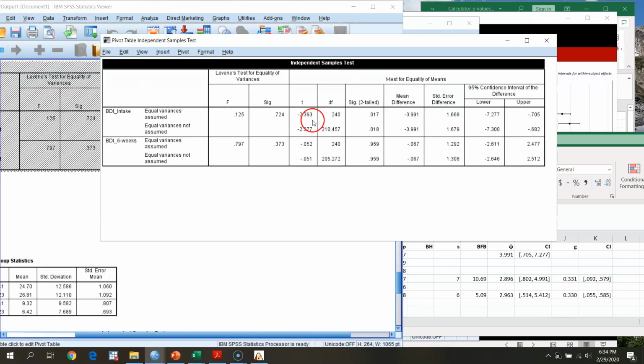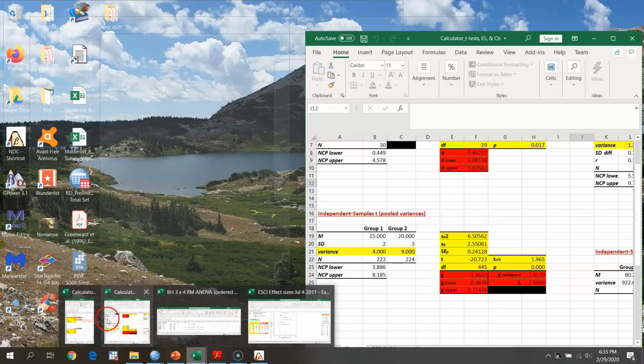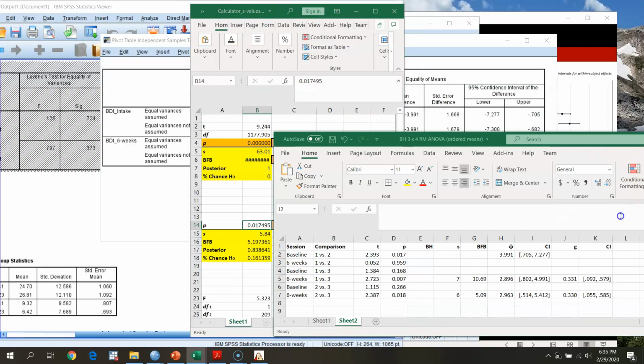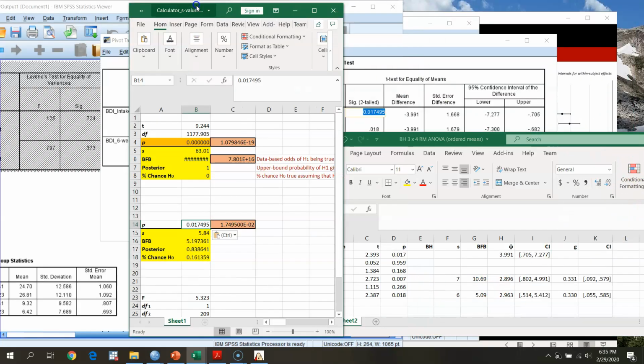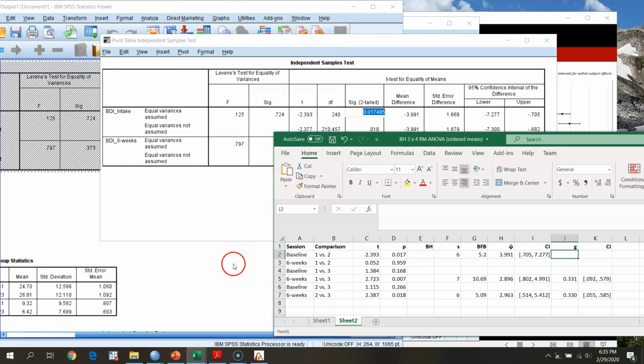I'm going to grab my p-value, take this over to my S-value calculator, and drop that in there. It's going to give me an S-value for this of 6 and a Bayes factor of 5.20. Round that out. And then what I want to do is calculate my effect size here.